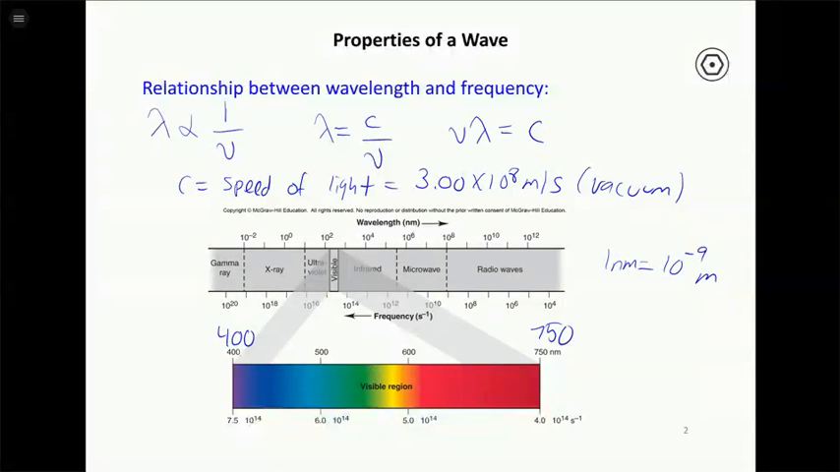ROY G. BIV, as you've all heard about before, where the red is on the side that has the higher wavelength or the lower frequency, and the violet is on the side that has the lower wavelength or the higher frequency. And then on either side of the visible light we have other categories of the electromagnetic radiation.